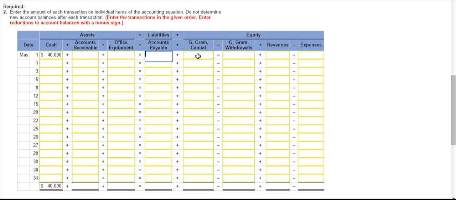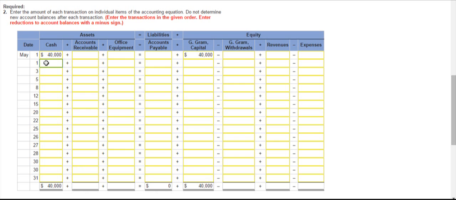So the 40,000, not under accounts payable, goes here, and it's not liking me. Okay? And then if you look at the bottom, it shows you the balances in each account.